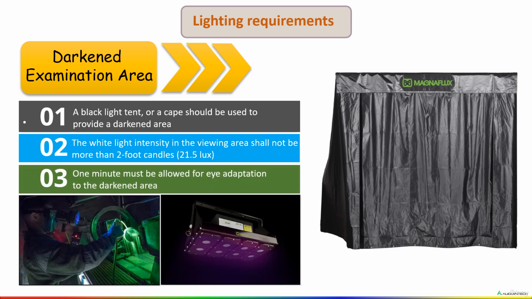One minute must be allowed for adaptation of the eye to the darkened area. A person must wait at least 1 minute after entering a darkened area for their eyes to adjust to the low level lighting before performing fluorescent magnetic particle inspection.